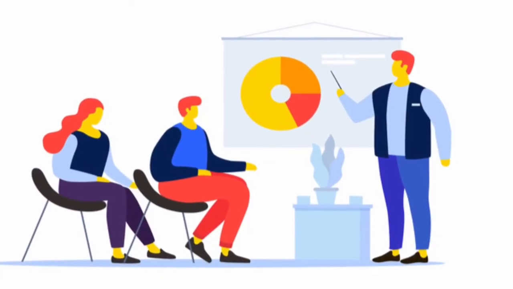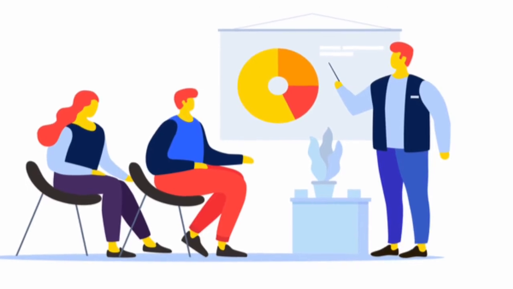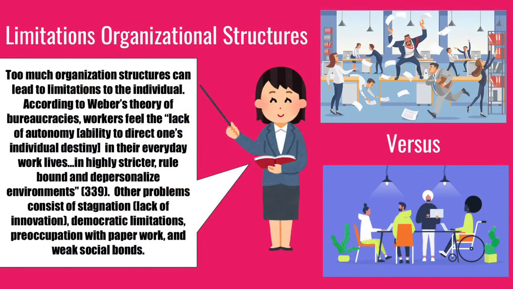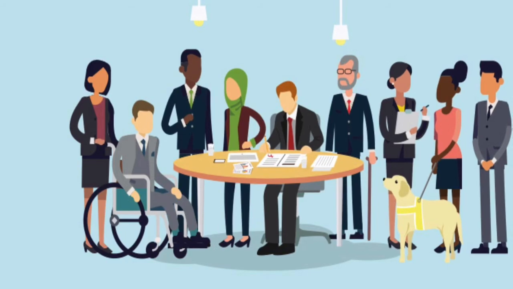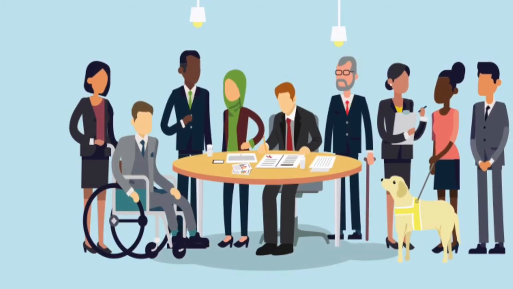However, there are limitations in organizational structures. Too much organization can lead to limitations for the individual. Workers can feel a lack of autonomy, which is the ability to direct one's individual destiny. In their everyday work lives, it's a higher and stricter rule-bound, depersonalized environment. Other problems consist of stagnation, which is a lack of innovation, democratic limitations, preoccupation with paperwork, and weaker social bonds.